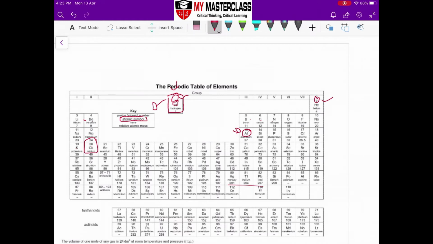Next point, element symbols are usually the first letter of the name. What do we mean by that? If you look at the name of the element, which is aluminium, the symbol itself we represent as Al. If the name is hydrogen, the symbol is just the first letter of hydrogen, which is the capital H. Why is it that some of the elements are not just one single capital letter?